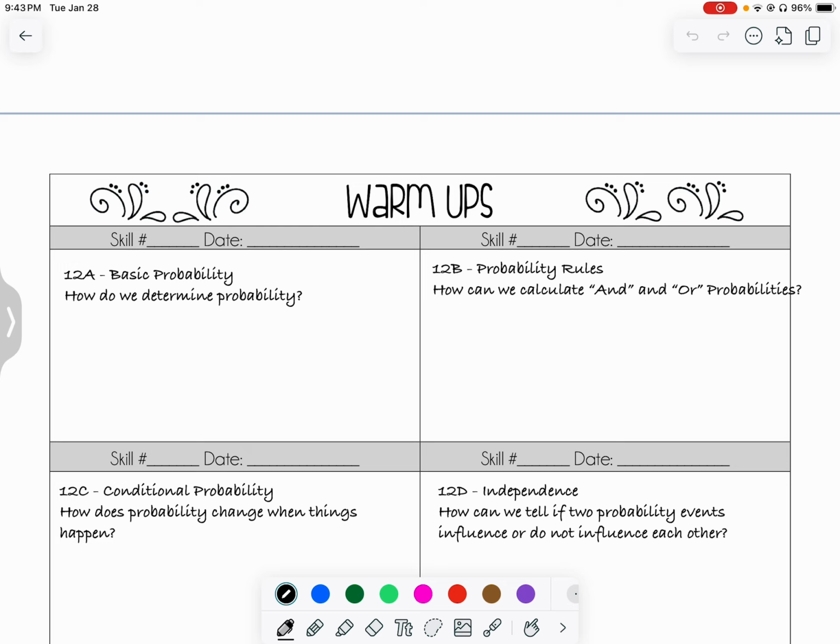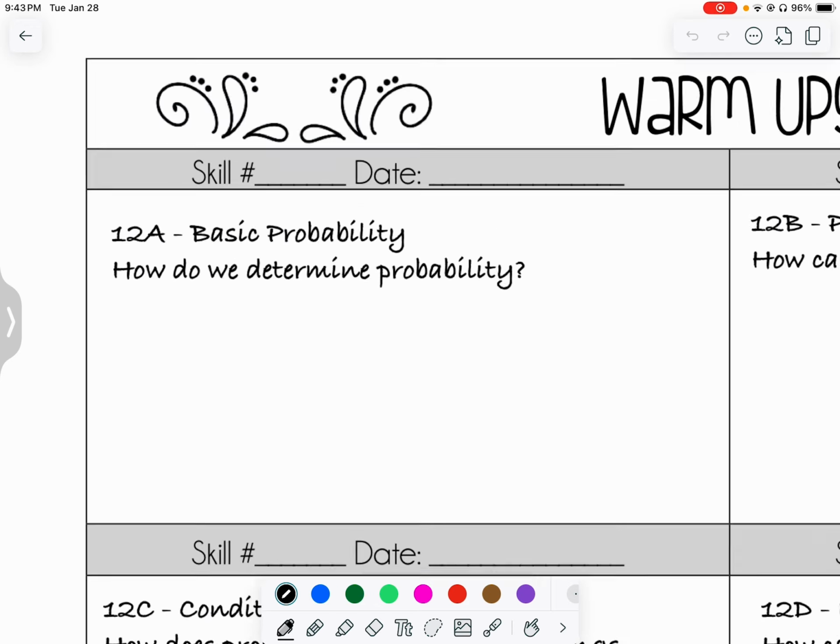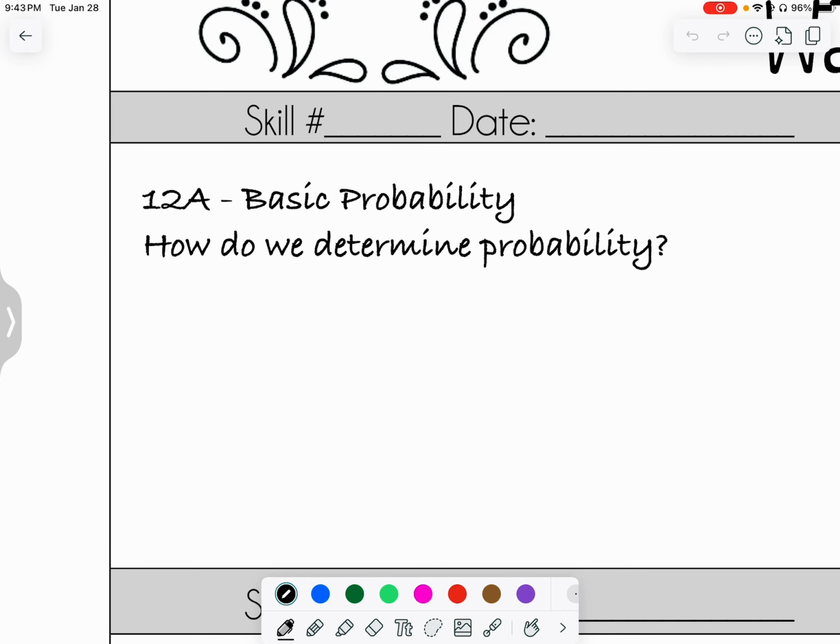I hope you've been learning well through this, but as we've been going through, I just want us to understand these learning targets, the big ideas, and make sure we have a good foundational understanding of probability. Let's talk about basic probability. It's really how do we determine probability?